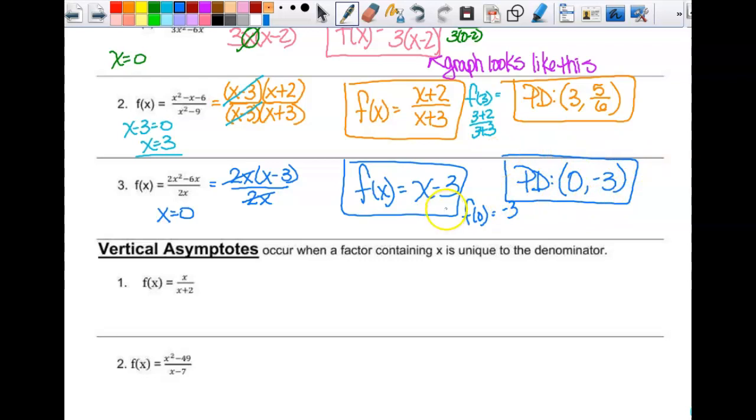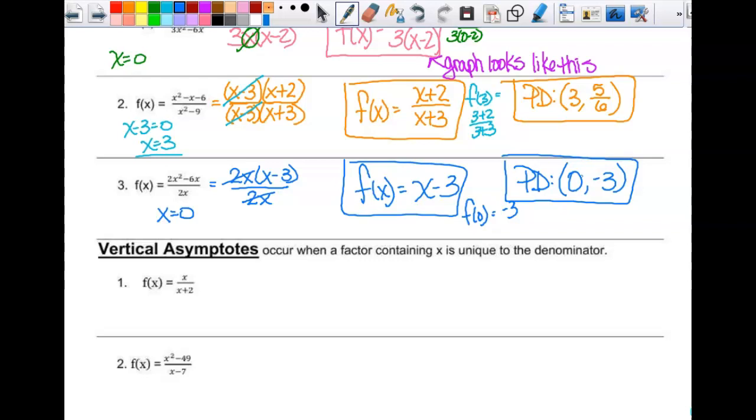When I graph this function right here, what's it going to look like? It's linear. It's just going to be a line, right? So this is how you get a line with a hole in it, from the original function over there. Okay. What questions do you have?